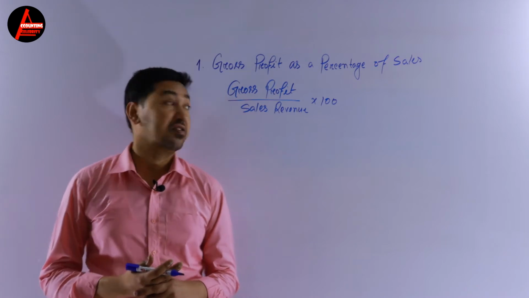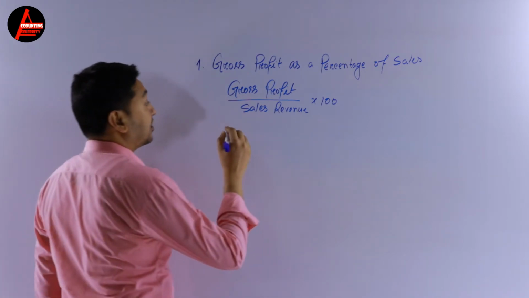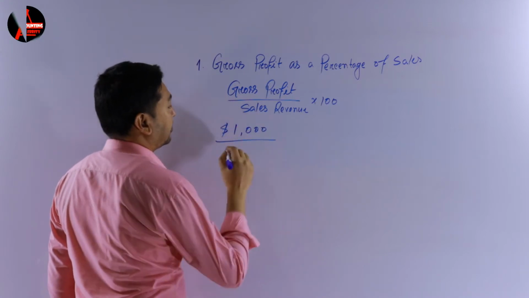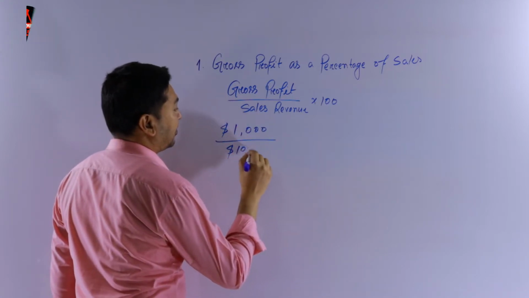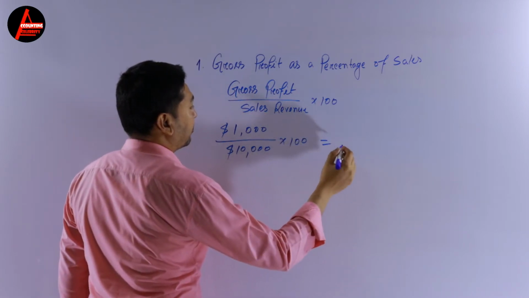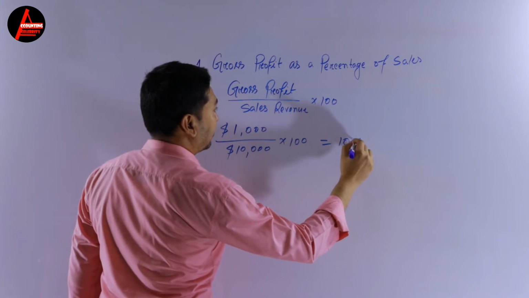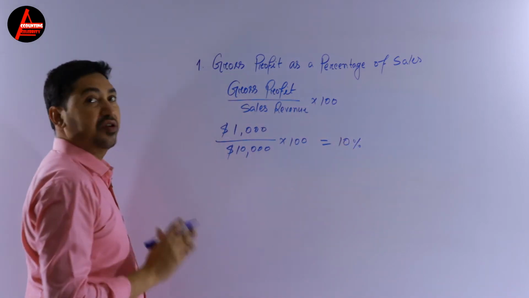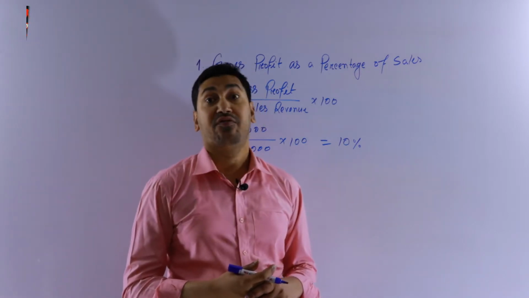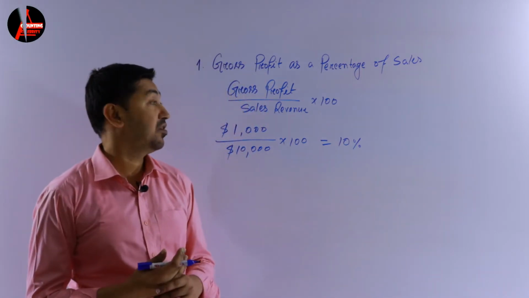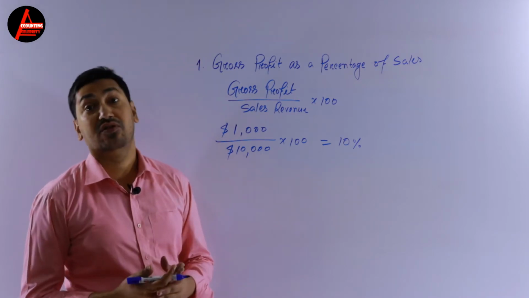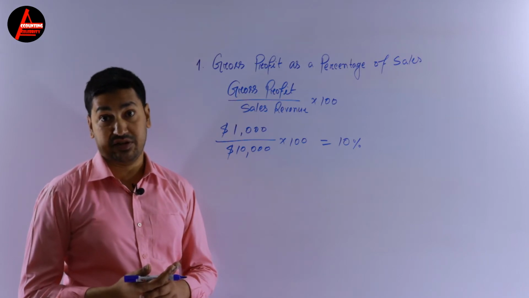Okay, so in your exam paper, if you have gross profit and sales revenue, it is pretty easy to calculate. For example, your gross profit is $1,000. Your sales revenue is $10,000. Multiply by 100. Your percentage is 10. So it's very easy. But when you have no sales revenue or no gross profit, in this case you need to calculate your gross profit first of all.